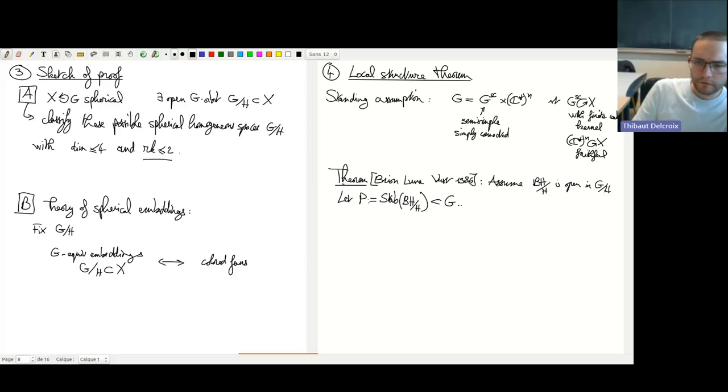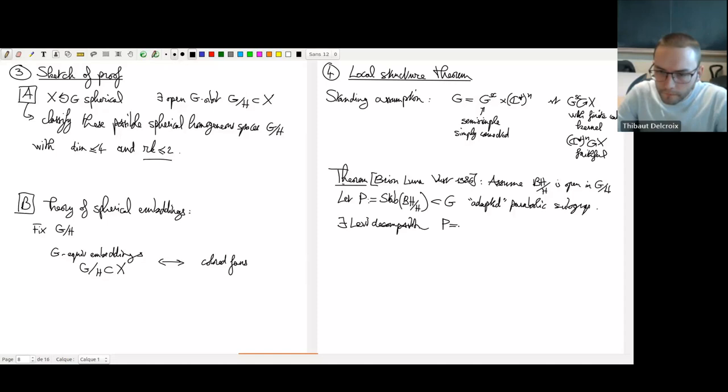So that is a parabolic subgroup because it contains the Borel subgroup B. And then the theorem states that there exists a Levi decomposition of P, so P can be written as a product of a Levi subgroup times its unipotent radical, such that first, the intersection of P with H is equal to the intersection of L with H and contains the derived subgroup of L.